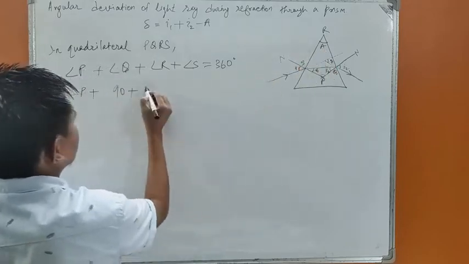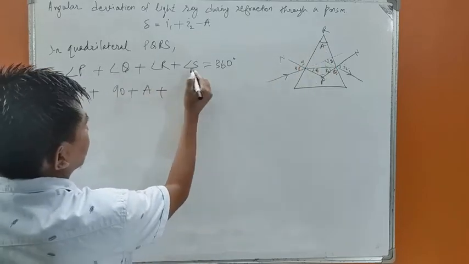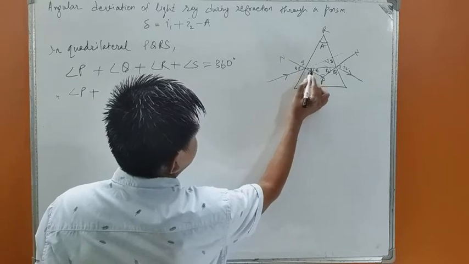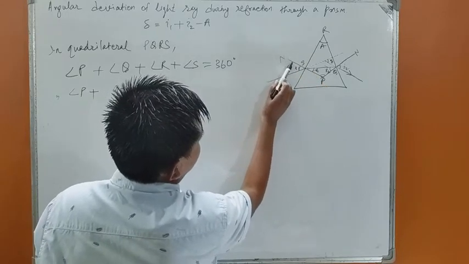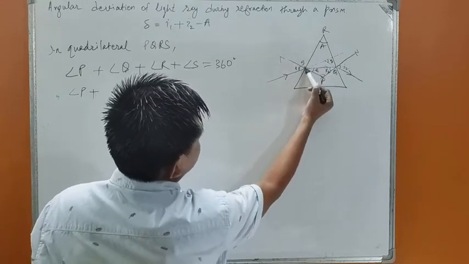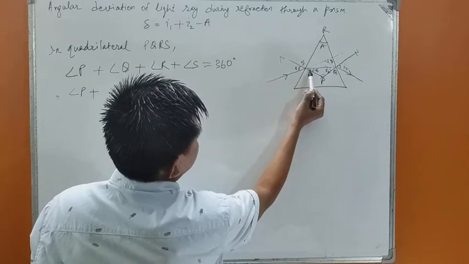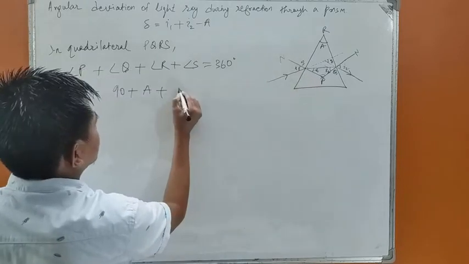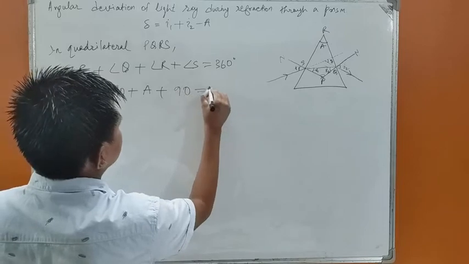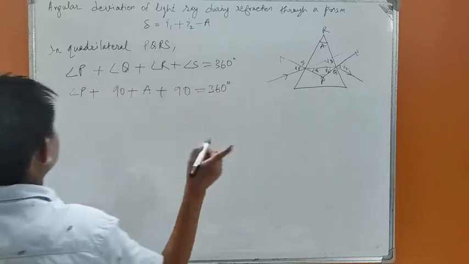Angle R is A, plus angle S. Angle S is also 90 degrees, isn't it? Because this line is perpendicular to this line. So this angle is 90 degrees. So 90 degrees plus 90 degrees, equal to 360. I hope you are getting me.